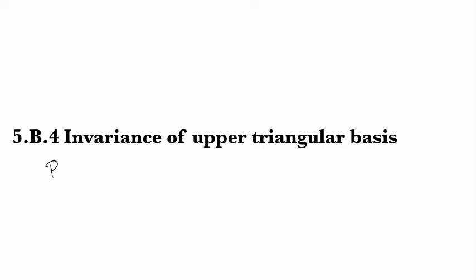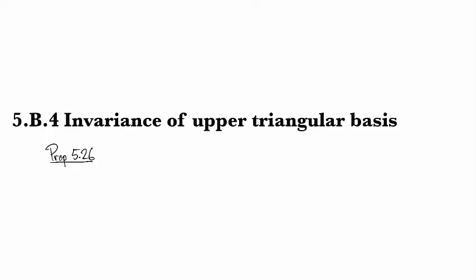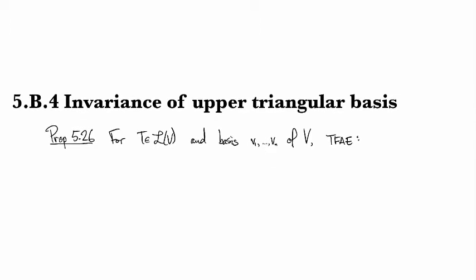In this clip, we have a brief proposition that basically just allows us to shift our perspective on when we have a basis giving us an upper triangular matrix. So for an operator T on V and basis V1 through Vn of V, the following are equivalent.